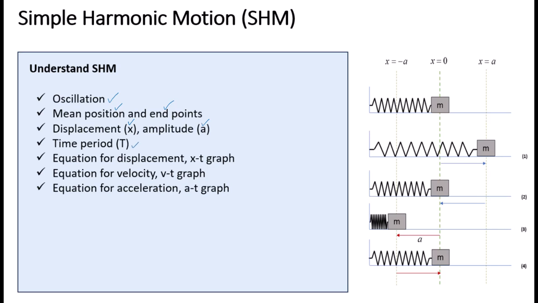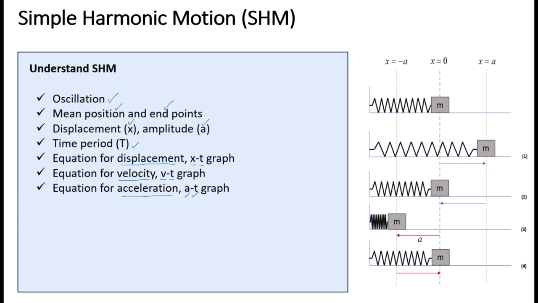Also, the most important part will be explaining the equation for the displacement and then drawing the displacement time graph. Subsequently, I will be covering the equation for the velocity of the object executing simple harmonic motion, and then I will be explaining the velocity time graph. And finally, we are going to see the equation for the acceleration of the object, and we will also study the acceleration time graph.